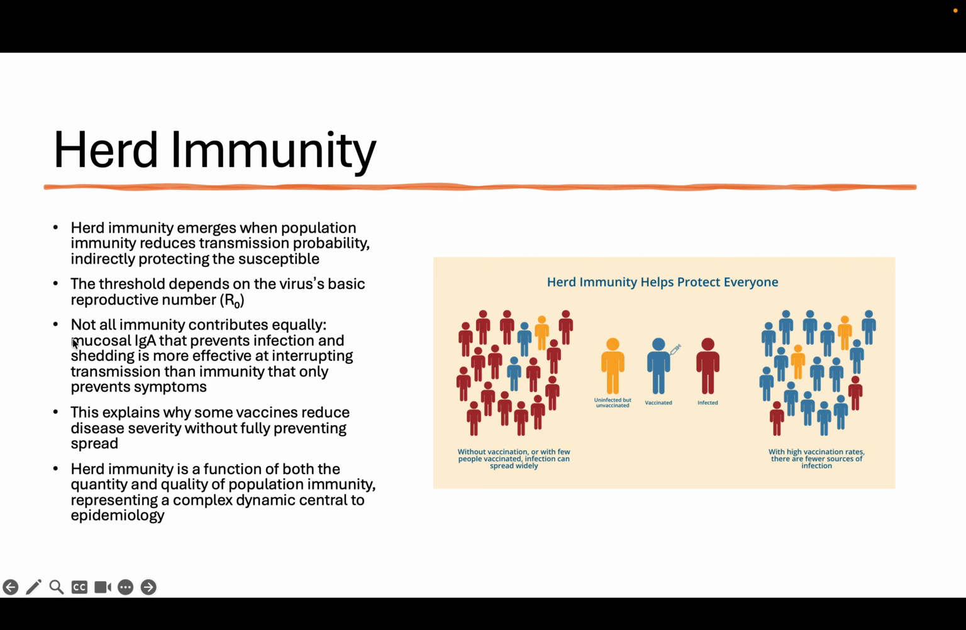But of course, we also know that not all immunity contributes equally. In SARS-CoV-2, having IgA was extremely important, because IgA would stop the viruses from entering your mucosal sites. If you had only IgG, it doesn't really matter as much. So it's not just about the R0, but it also depends on what sort of immune response you have. Super important.